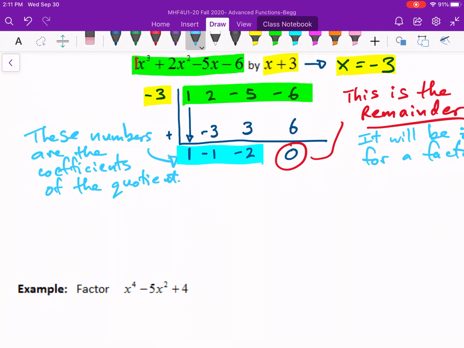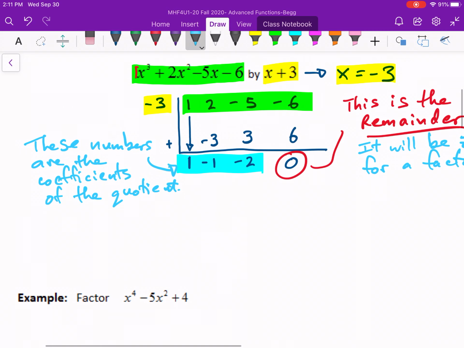So if I wanted to state my final answer of what I get when I take x cubed plus 2x squared minus 5x minus 6 and divide it by x plus 3, the answer would be x squared. Actually, let's work backwards.